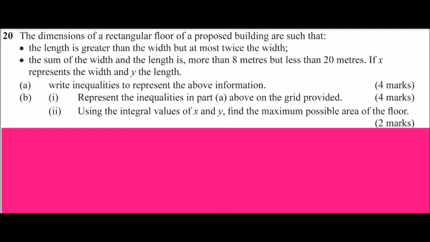Part B, Roman number 1, represent the inequalities in part A above on the grid provided, and for Roman number 2, using the integral values of x and y, find the maximum possible area of the floor.